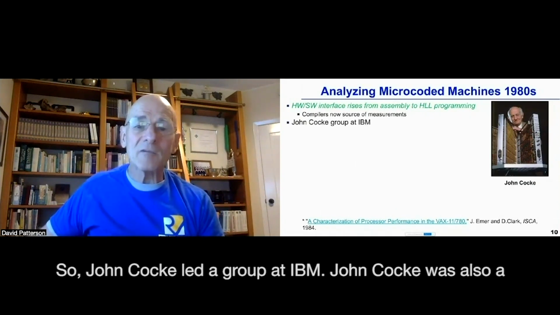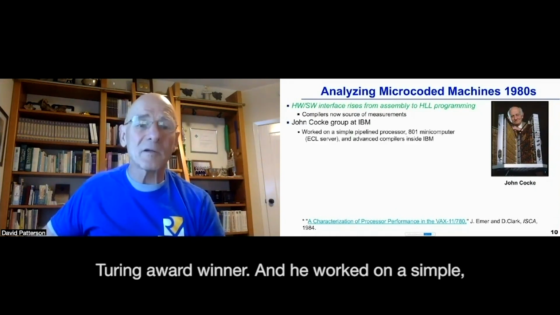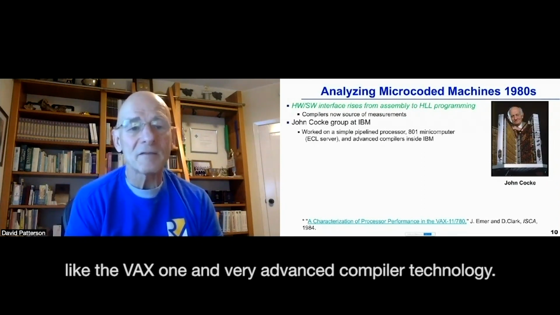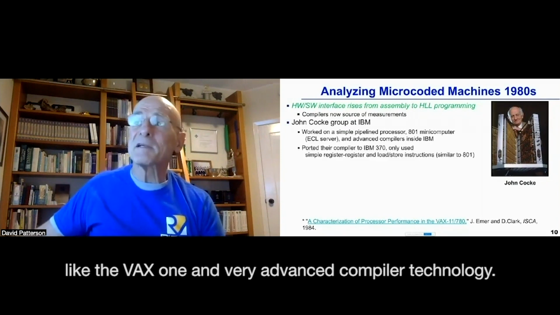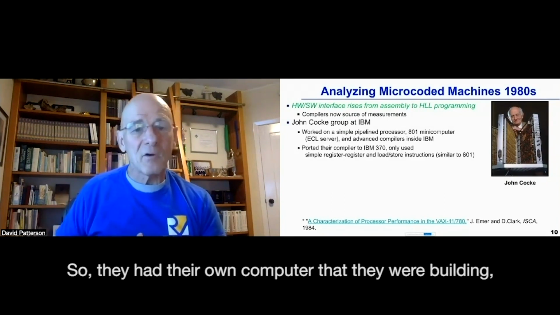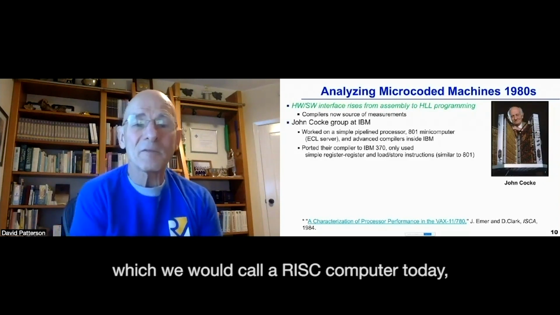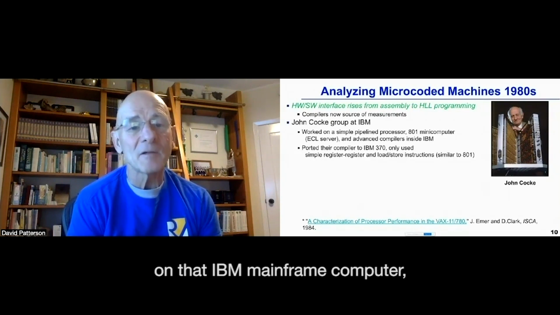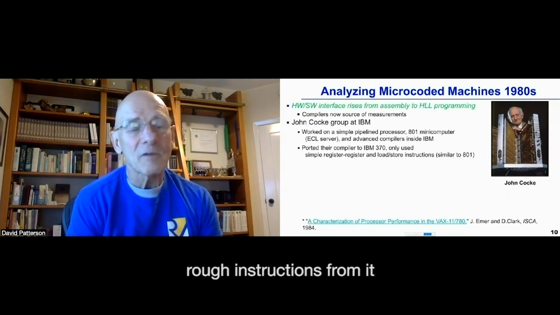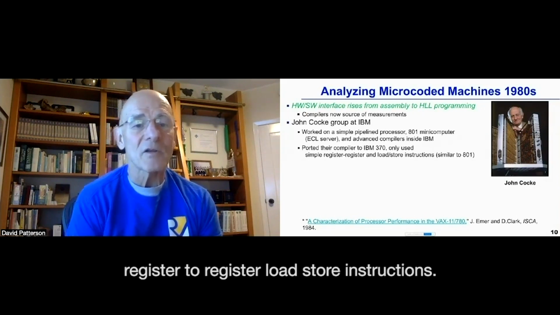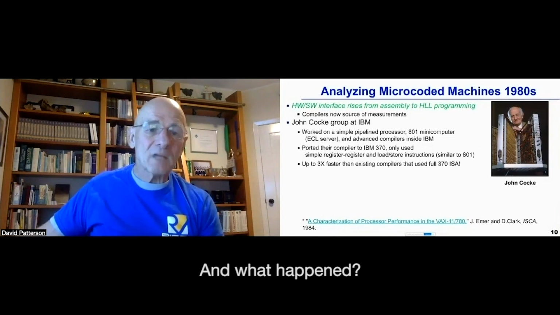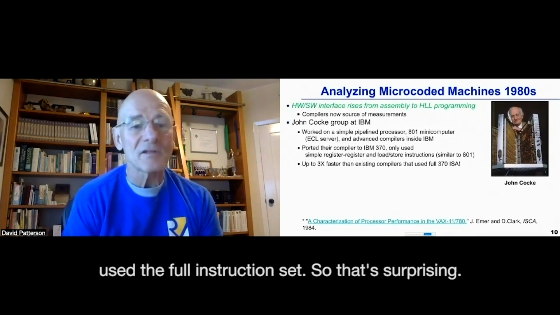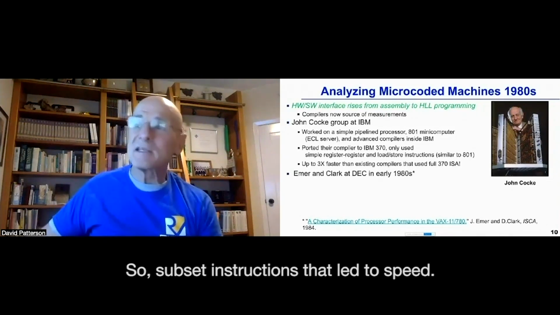So John Cocke led a group at IBM. John Cocke is also a Turing Award winner. And he worked on a simple, what we call pipeline computer. It was a minicomputer like the VAX, with very advanced compiler technology. So they had their own computer that they were building, which we would call a RISC computer today. But they decided to try their compiler technology out on that IBM mainframe computer. But they only used the simple instructions from it, register, load, store instructions. And what happened? Well, some programs ran 3 times faster than if they had used the full instruction set. So that's surprising. Subsetting the instruction set led to speed.